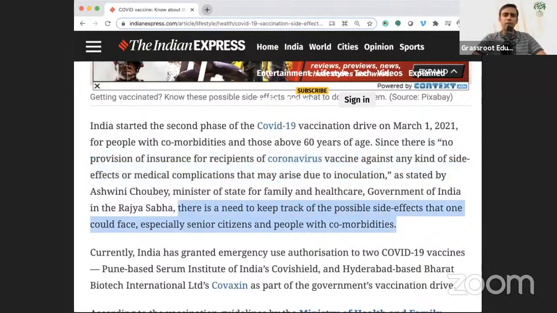What do you mean by keep track of something? There is a need to keep track. What do you mean by this phrase? What do you think? Good. Kinjal, Kamaljeet, Aruna, good. Others?